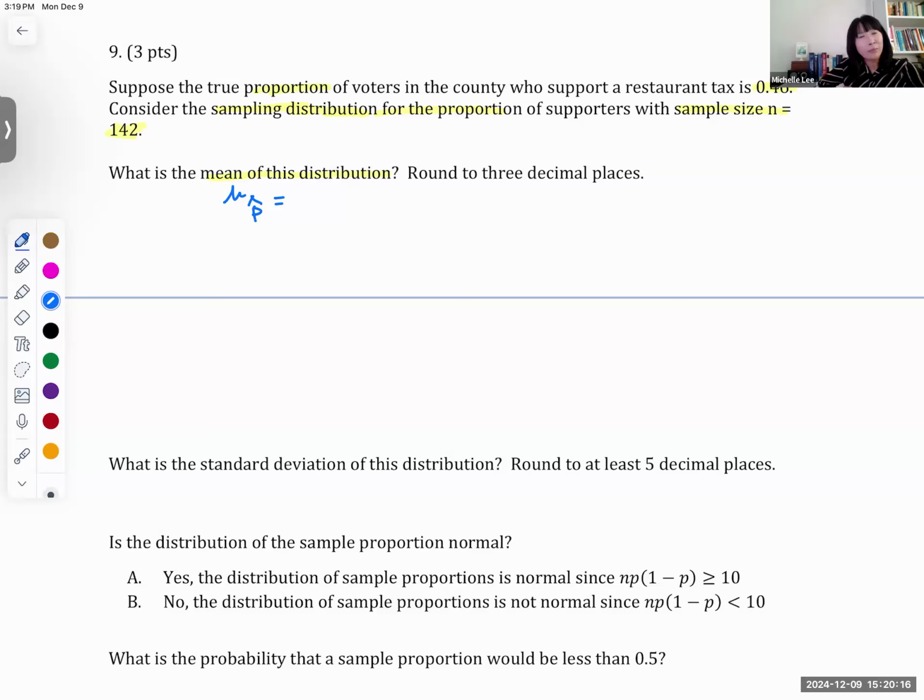With a p hat? P, excellent. Okay, so that will be p. Then this is 0.46. What is the standard deviation? So basically that means sigma sub p hat. Do you remember the formula?